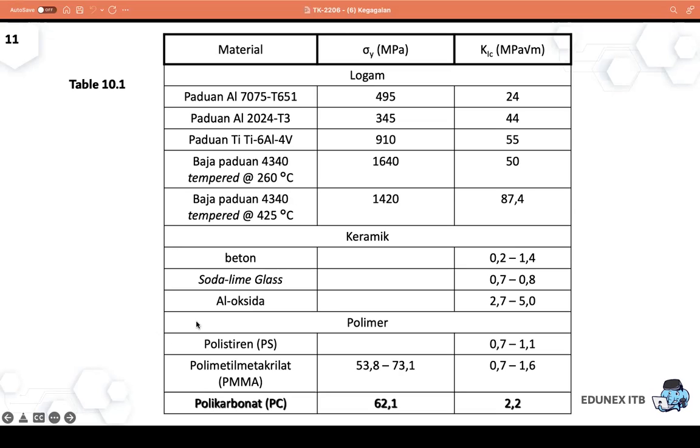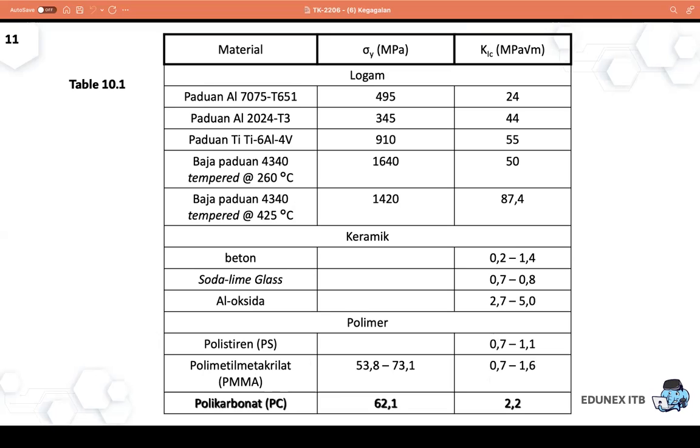Okay, and this is for polymers. This is polystyrene. If you know Styrofoam, that is polystyrene. This one is PMMA. PMMA is the acrylic that you see, it's like glass, but it's not glass. It's acrylic, polymethyl methacrylate. This one is KIC, and this is polycarbonate, the one that we use for fiberglass or the roof of the house.